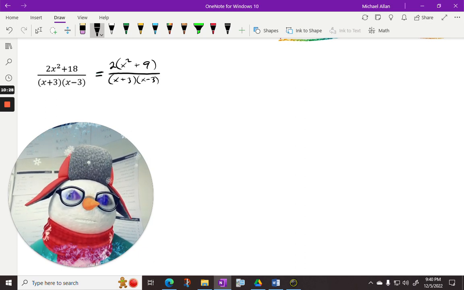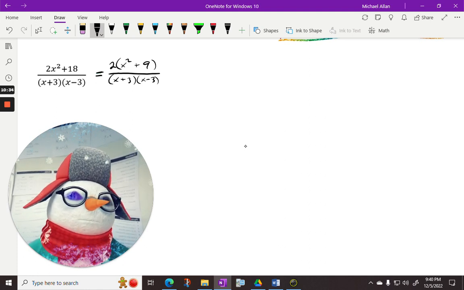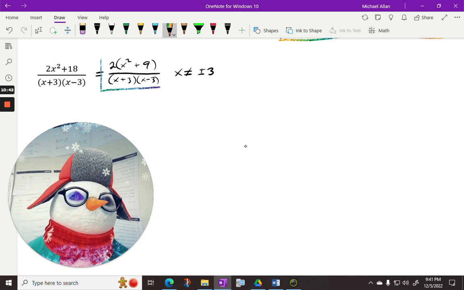There's nothing else you could do. Like, I don't see anything you can cross off here. The bottom is not a difference of squares. Can't factor out. There's no minus sign up there. So this looks like my final answer. And just put my non-permissible values. So x can't be plus or minus 3. And I'm done.